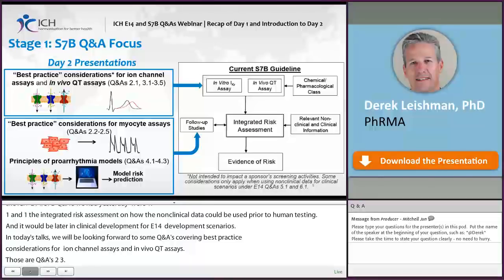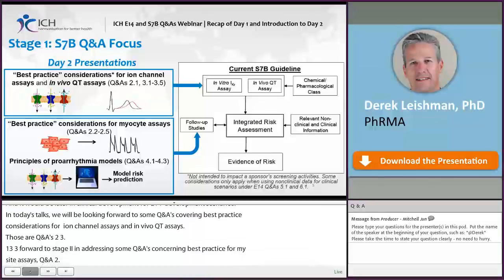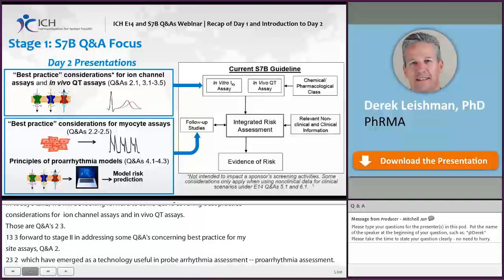Human myocytes have emerged as a technology useful in proarrhythmia assessment since the original introduction of ICH E14 back in 2005. We'll also be considering some principles of proarrhythmia models to inform the choice of follow-up studies as suggested in that original S7B testing strategy diagram.